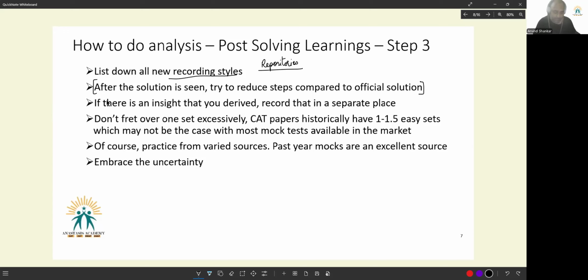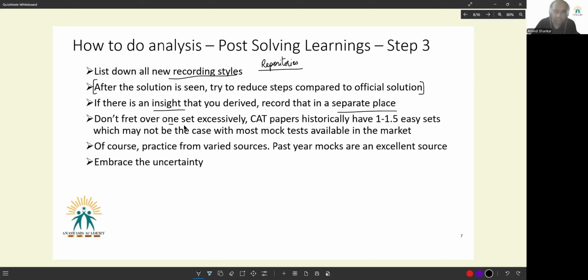They have done it in 3 steps. Could I have done it in 1 step? Try to. You will not always succeed, but sometimes you will. And when you do, then you'll realize, oh, this is an area of strength of mine. This is something that I can do better than most people. And therefore, that is an advantage that you've identified for yourself. If there is an insight that you derived, record it in a separate place, very much like a repository.